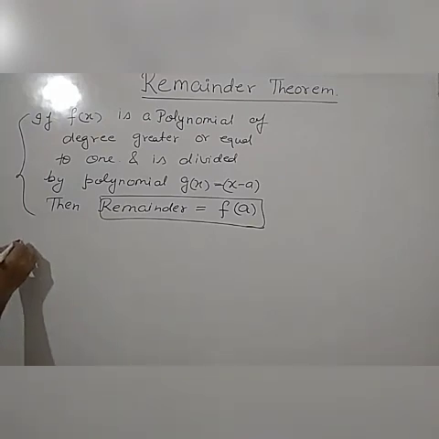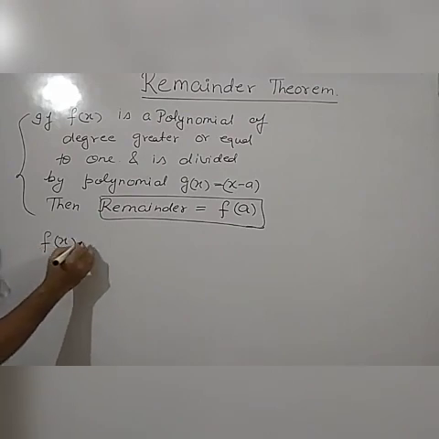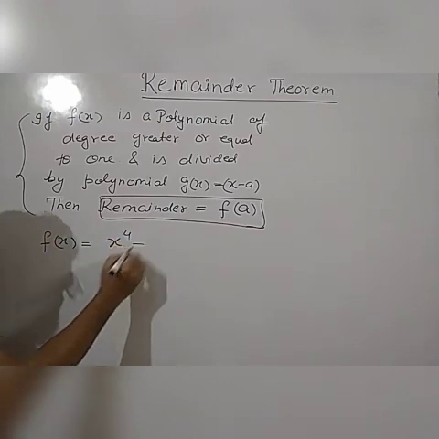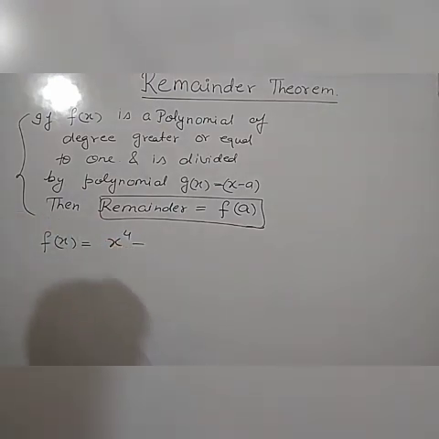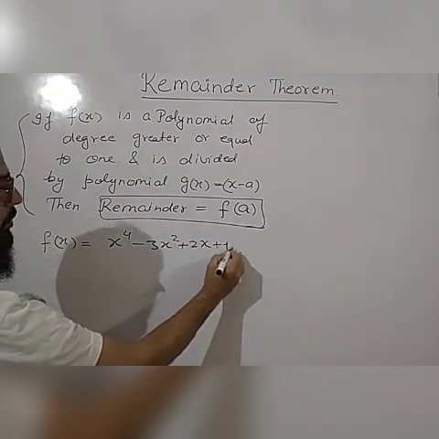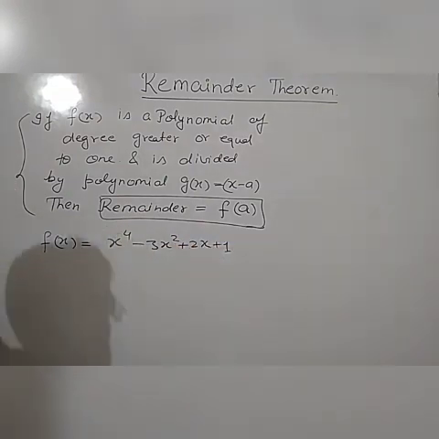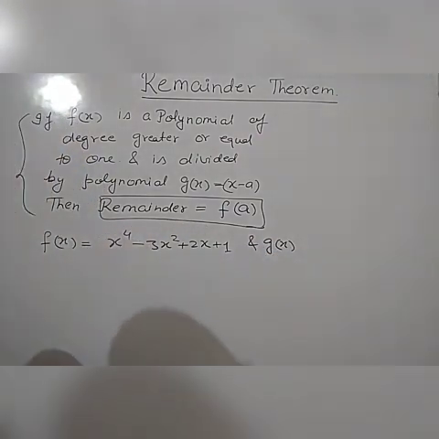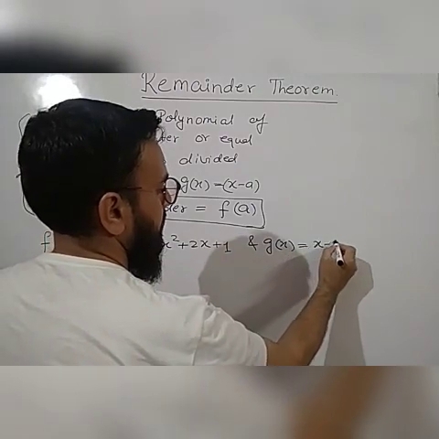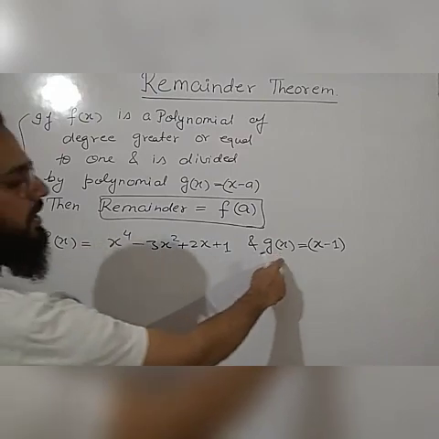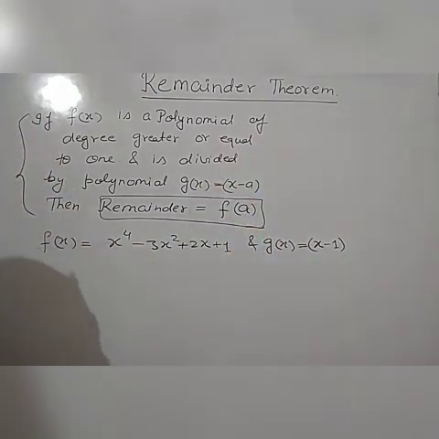Suppose you are given a polynomial f(x) = x to the power 4 minus 3x square plus 2x plus 1 and g(x) = x minus 1. It means f(x) is divided by g(x) = x minus 1 and we have to find the remainder.